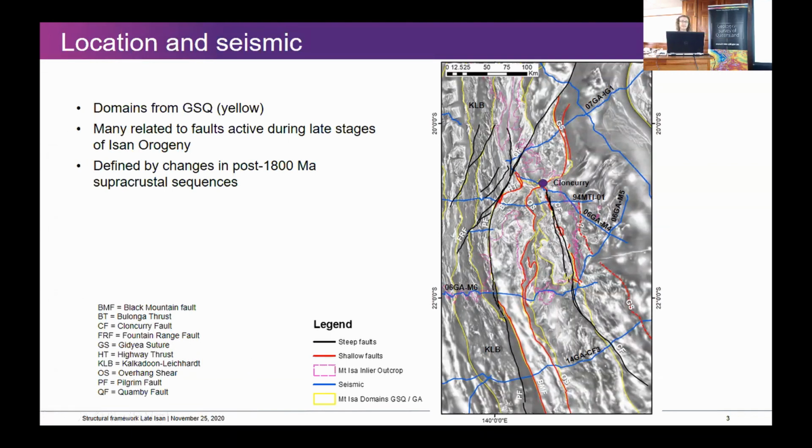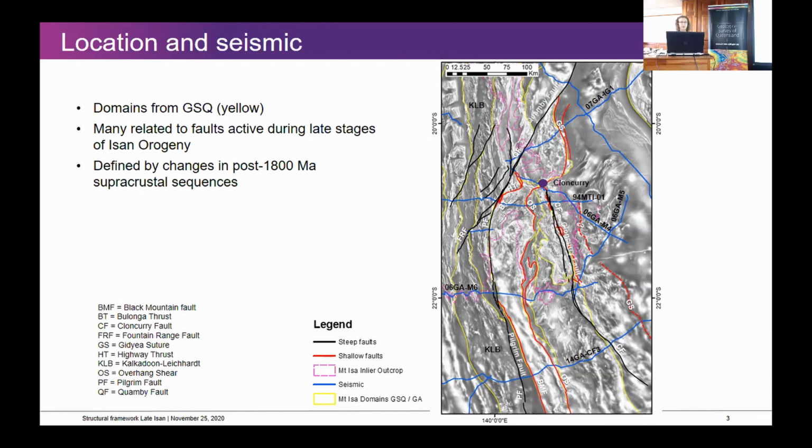Okay, so the domains are in yellow, and a lot of those domain boundaries are related to those steep late faults and or changes in geology. But the changes in geology that we see are mostly in the cover sequences, the units that are younger than about 1800, with the exception of the Calcanoon-Leichhardt belt.